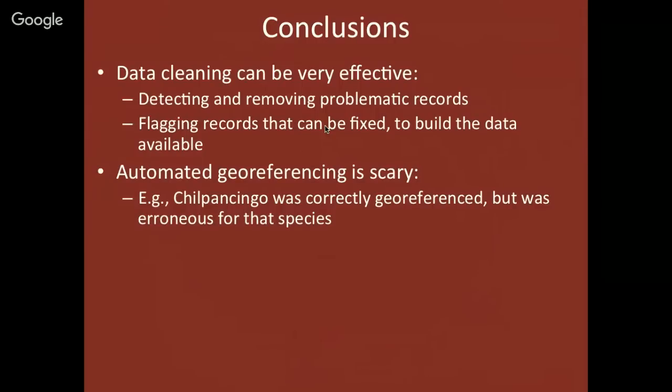In my opinion, fully automated georeferencing is pretty scary, which is to say, I showed you an example of a study that indicates that it inserts noise in our niche models. But I also showed you an example that indicates that a locality can be correctly georeferenced, which is to say, yes, those are the coordinates of that place, but it was wrong for that species.